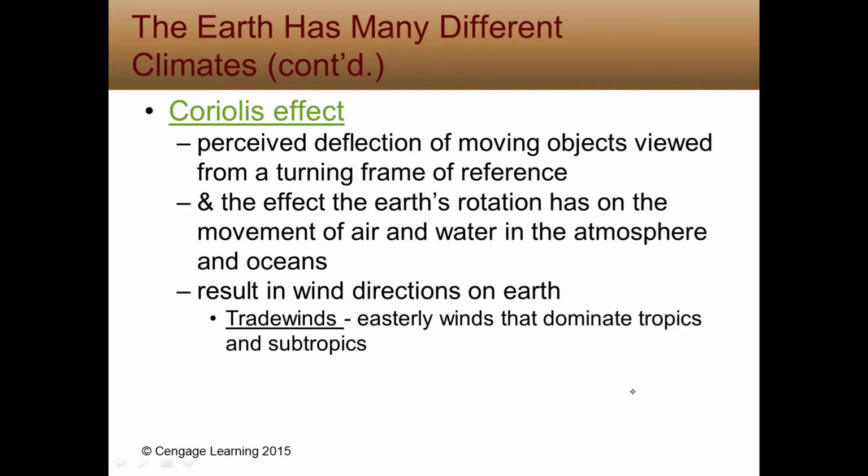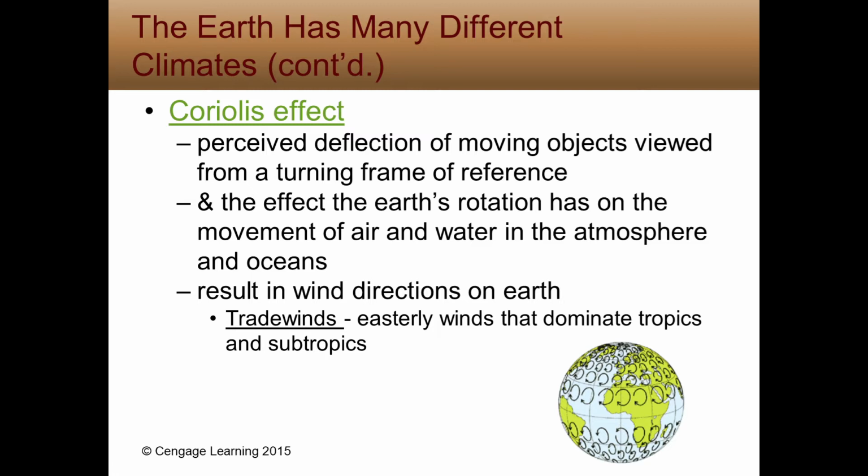Where's my picture? There should be a picture. No? Okay. So the trade winds, which you may have learned about in world history, maybe AP Euro, are these easterly winds that dominate the tropics and the subtropics. So this Coriolis effect results in wind directions. This is number 7. Again, remember that warm air rises at the equator and then falls. There's my picture.